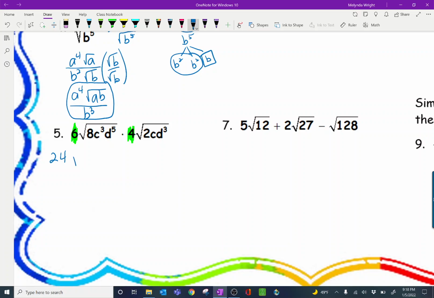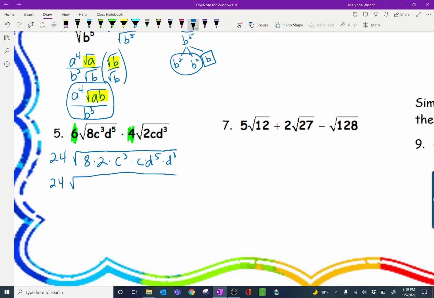Okay, and then I can bring all of that underneath one radical, just like I did up here when I multiplied the square root of a times the square root of b and got the square root of ab. I can do the same thing down here. So let's just write it all out. I have 8 times 2, and I'm going to group the things that are alike together: c cubed times c, and d to the 5th times d cubed. We're just going to take this slow, step by step.